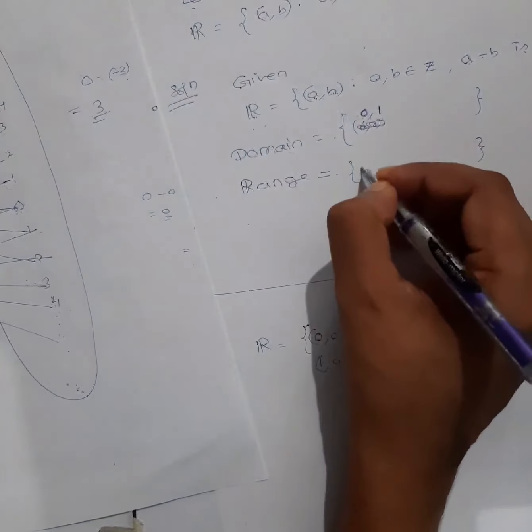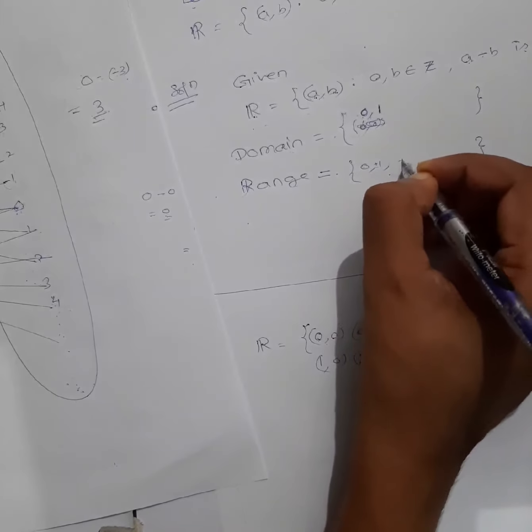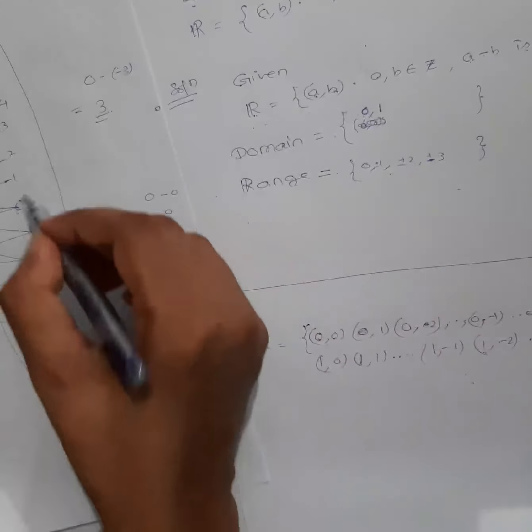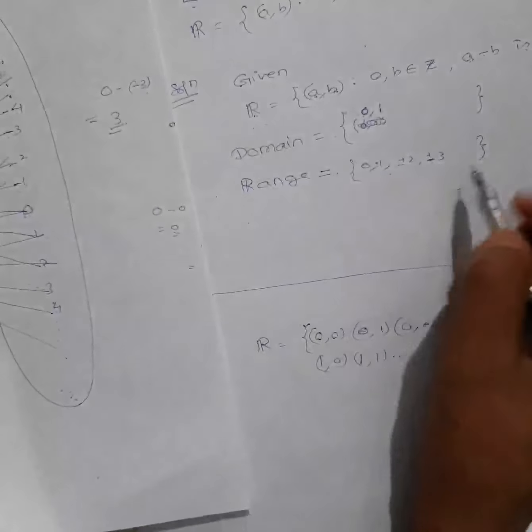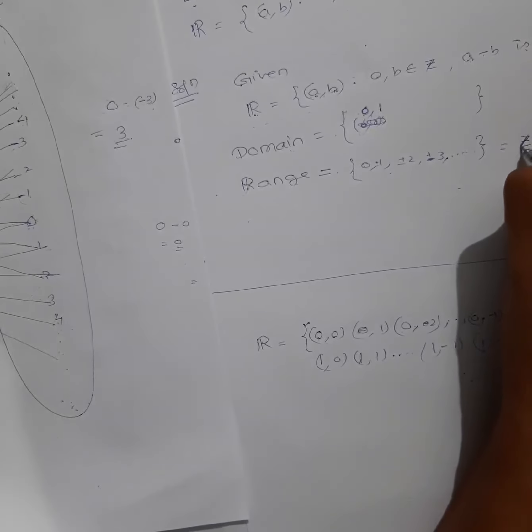So in range you can understand it will be 0, 1, 0, plus minus 1, plus minus 2, plus minus 3, all will be there, right? Both minus and plus, both elements will be here. So in this way till infinity, which is nothing but the set of integers.